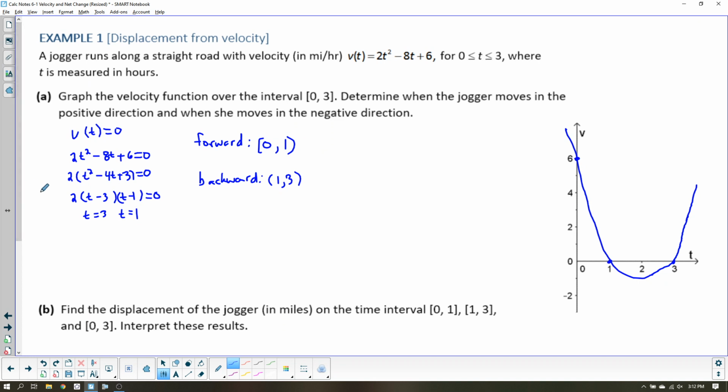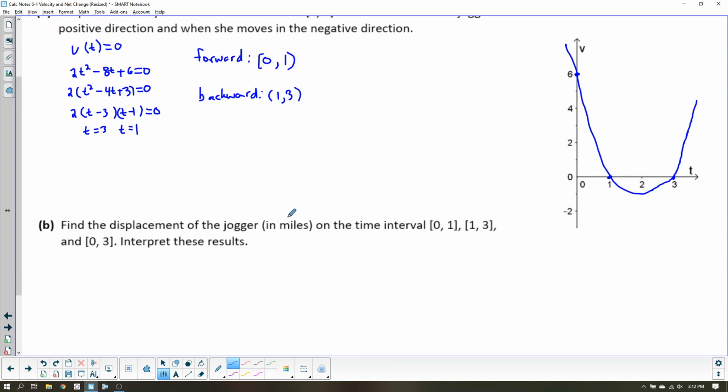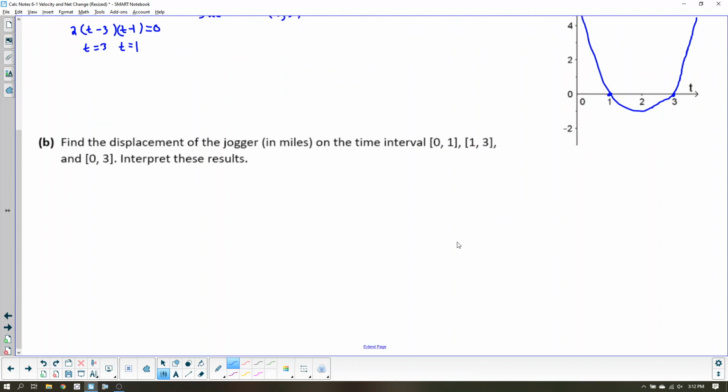So for part B, it says find the displacement. So we're supposed to do those 3 different displacements. Alright, so each displacement can be done with a definite integral. So for the first one, the displacement formula is this, but I don't have a position formula given. All we had was velocity. But we know this is going to be equal to the integral from 0 to 1 of the velocity function, which was 2t squared minus 8t plus 6 dt.